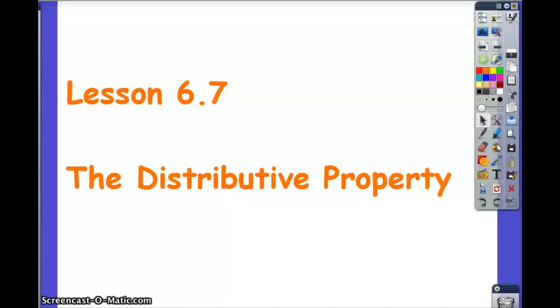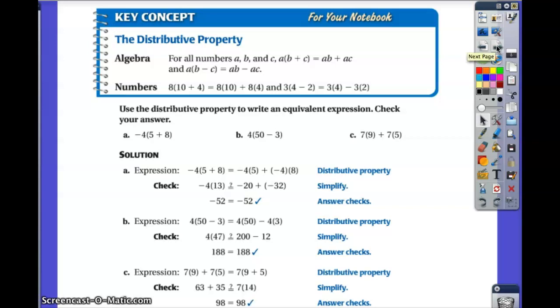This is lesson 6.7, the distributive property. The distributive property says for all numbers a, b, and c, a times (b plus c) equals a times b plus a times c, and a times (b minus c) equals a times b minus a times c. What it amounts to is, for instance, on the numbers 8 times (10 plus 4), you're going to multiply 8 times both things inside there.